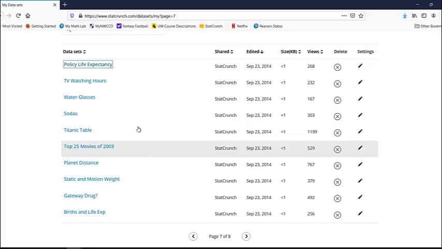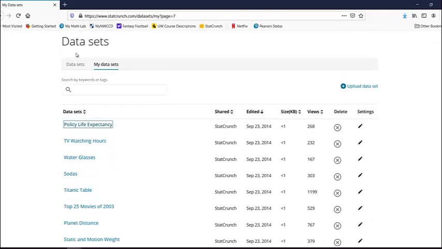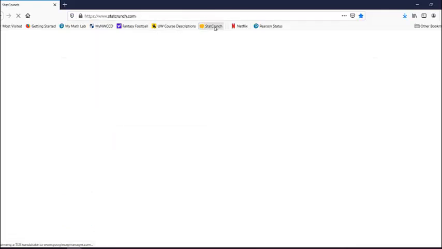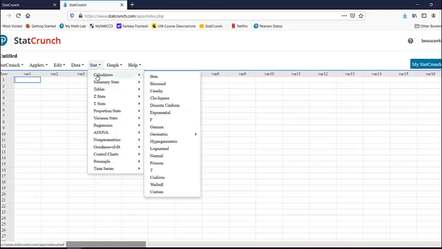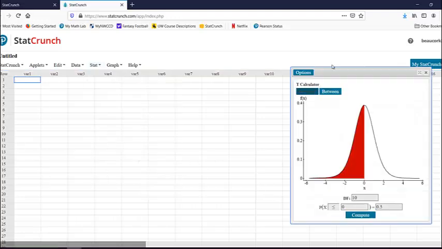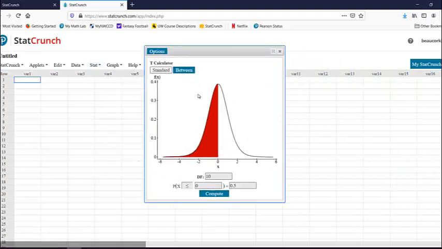Instead, we are going to use StatCrunch. I'm just going to open a blank page here. Stat, Calculators, T. We did this for z as well. So the z uses normal, this uses t. And this basically is good for all degrees of freedom and all probabilities.